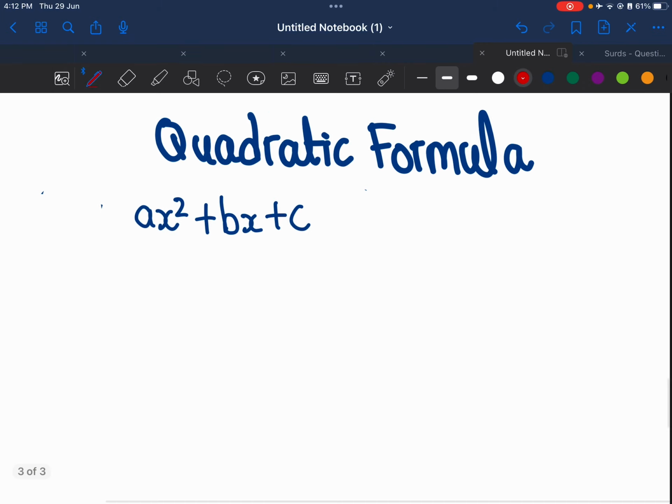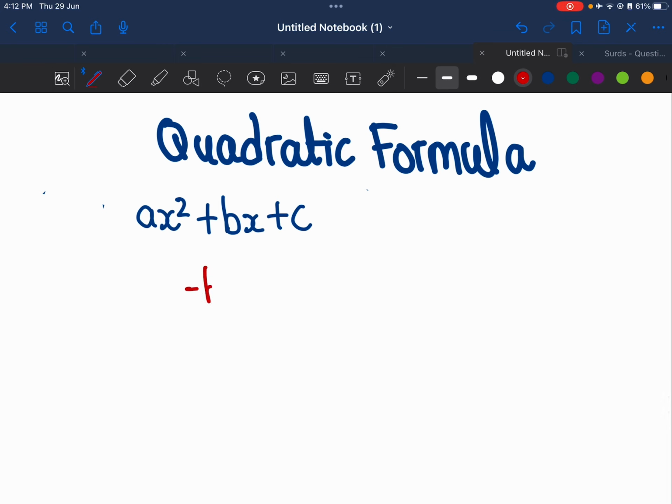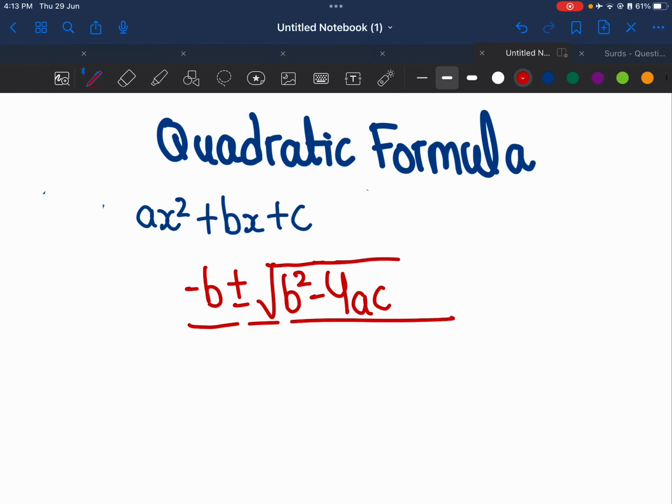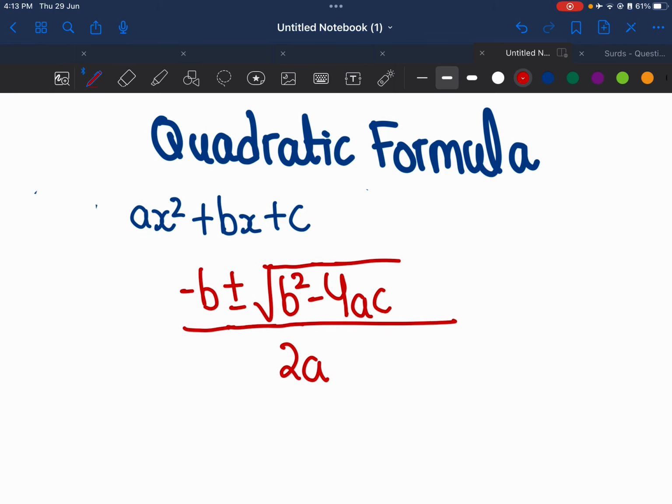So the formula states that x equals negative b plus minus square root of b squared minus 4ac, over 2a. Now what you do is you substitute all these values over here, leaving out the x. So let's say you start with negative b. You take this value and multiply it with -1 because it's a negative.